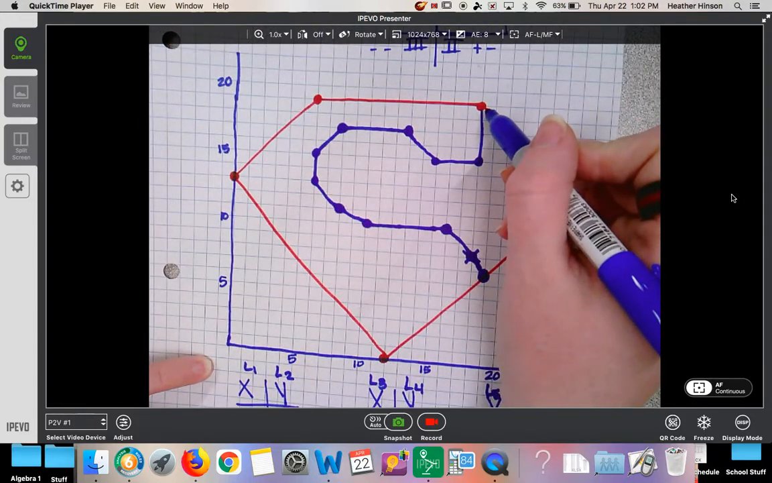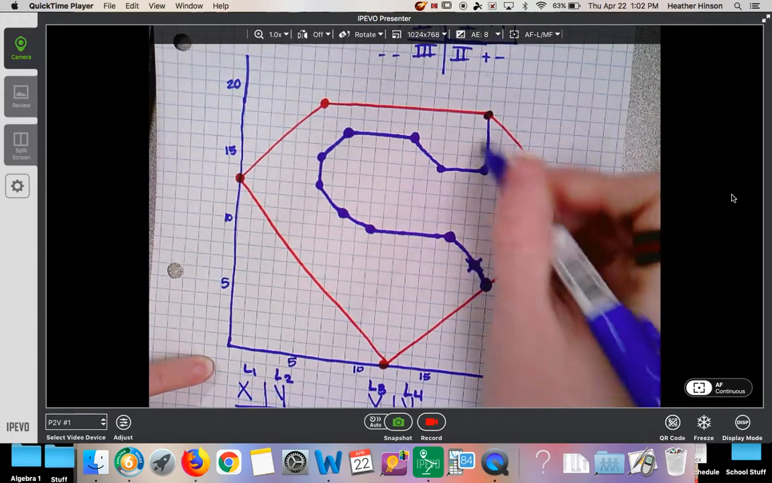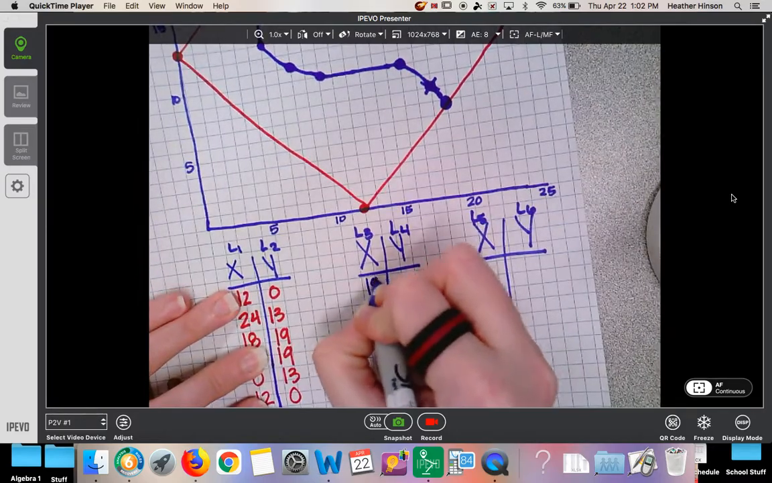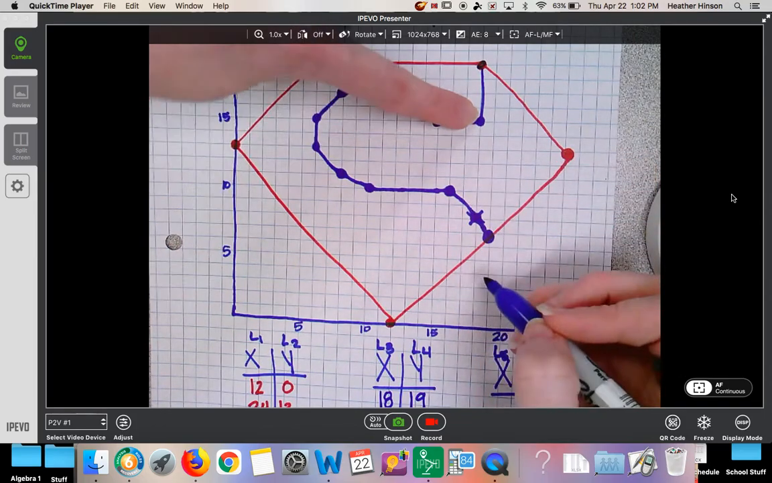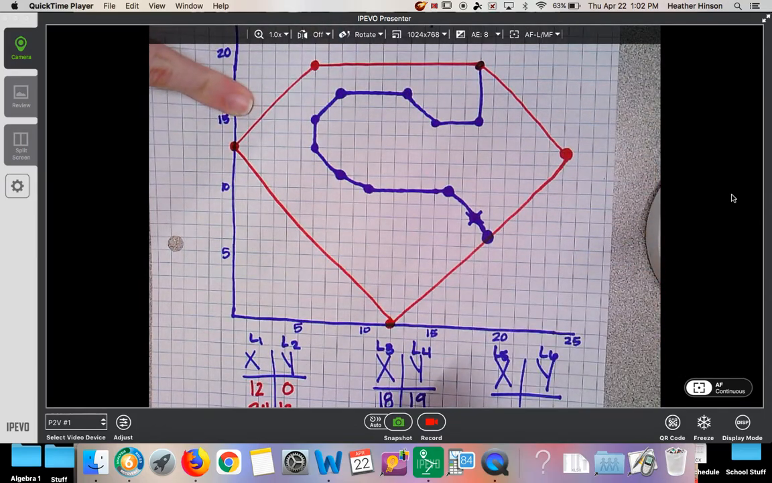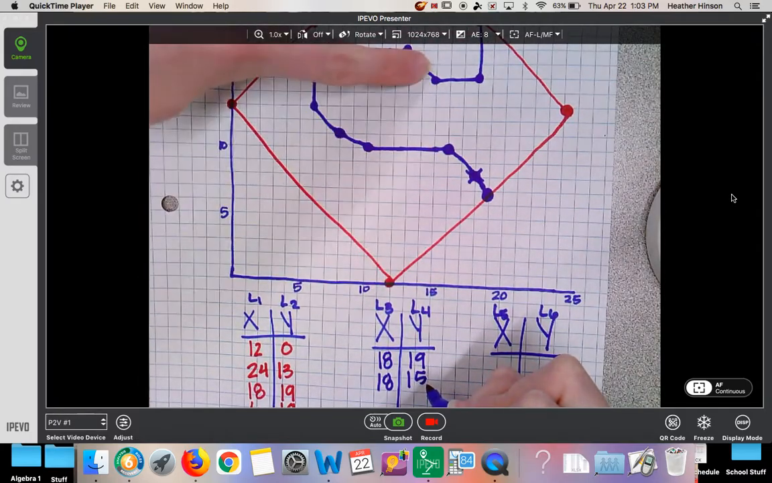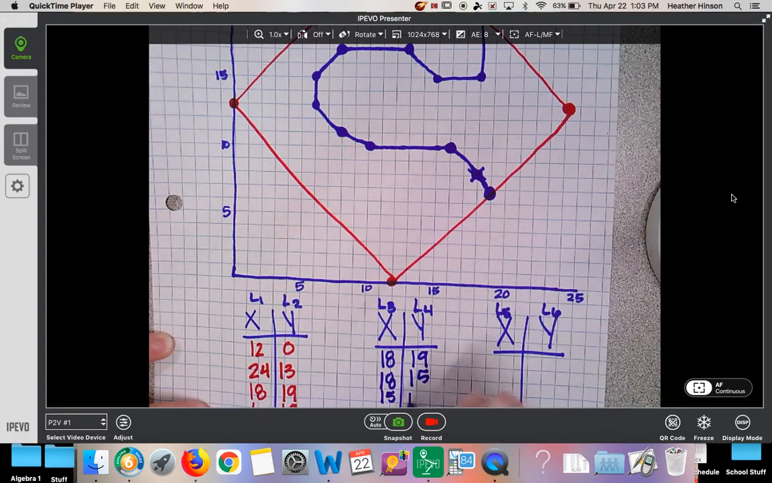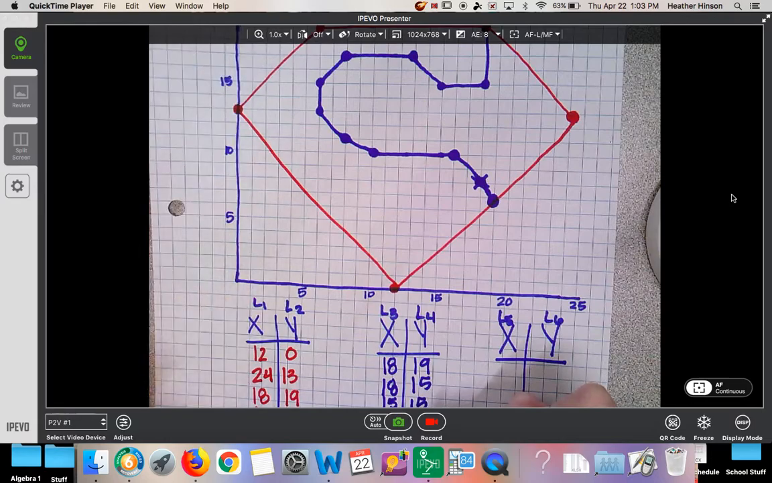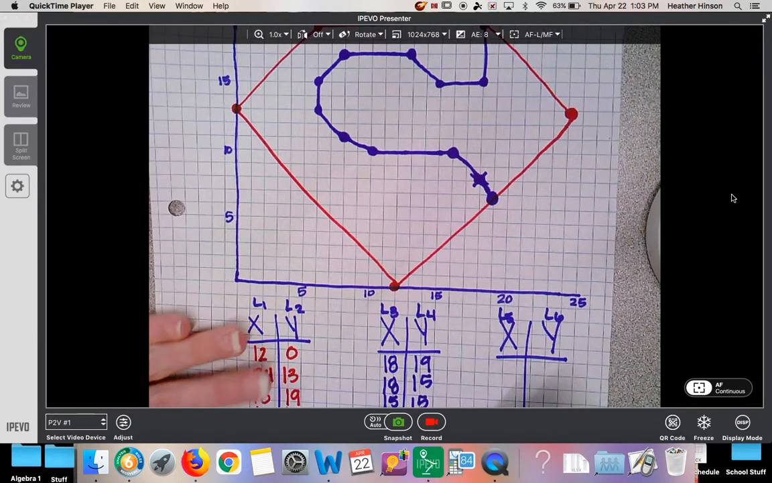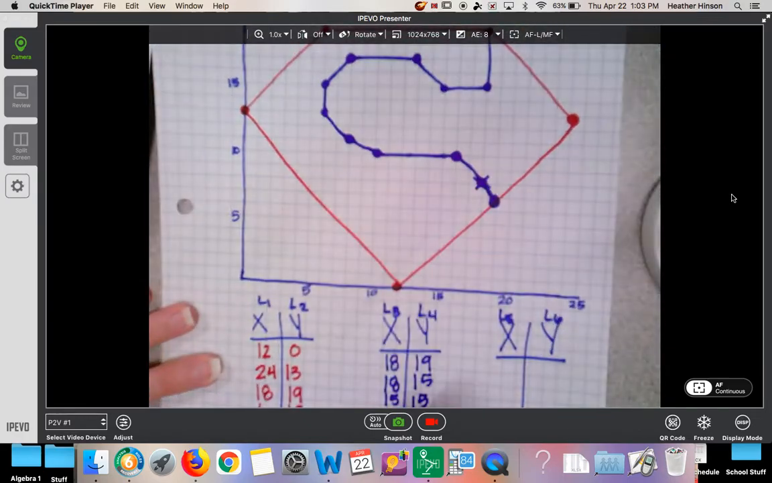So I'm going to start up here at this first point, which is 18, 19. And then here I've got 18, 15. And then I've got 15, 15. Let's see. 13, 17. 8, 17.